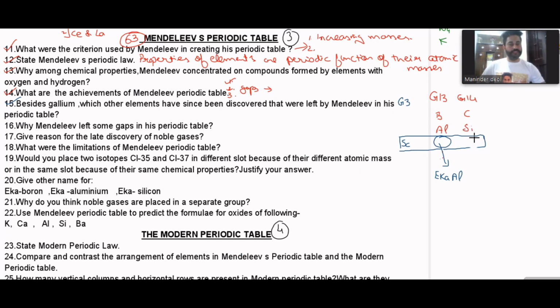What was the previous name of germanium, before germanium was discovered? Can anyone tell now? Eka silicon. And what is the name for scandium?